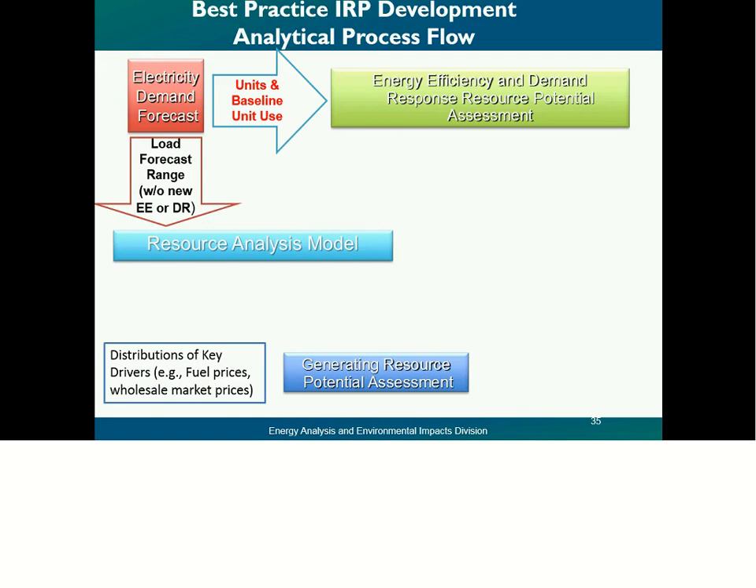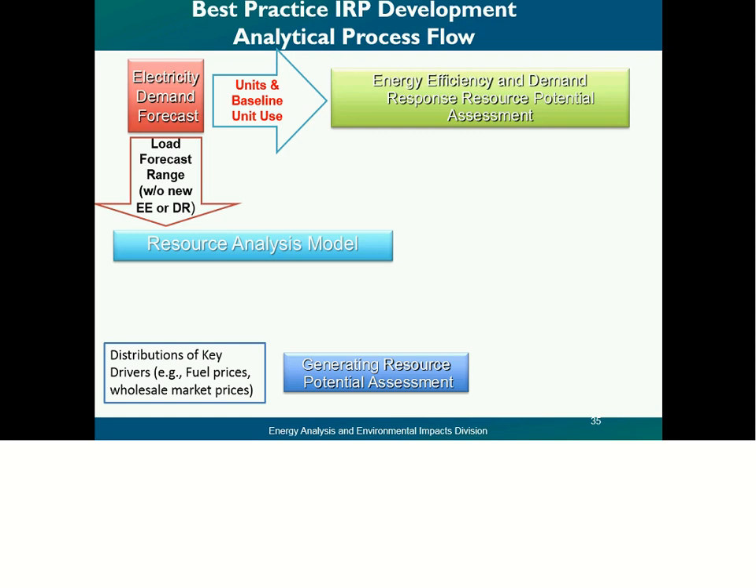How would you have a load forecast range without new EE or DR? What if you had a mandated 1% a year savings program? How would that show up in your electricity demand forecast? Yeah, that was the footnote I was going to add when I got done with the graph, so it's a great question.